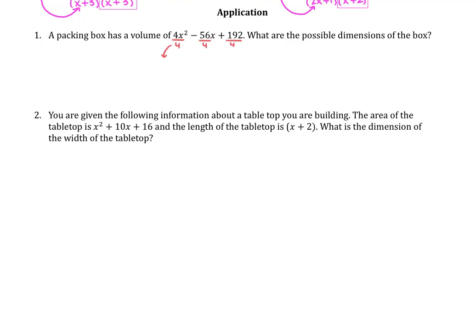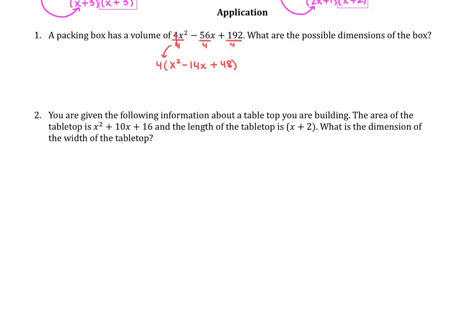Remember that 4 is going to come out in front of parentheses. 4x squared divided by 4 will leave me just x squared. Negative 56 divided by 4 leaves me negative 14x. And 192 divided by 4 leaves me 48.